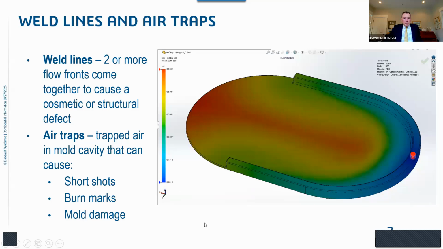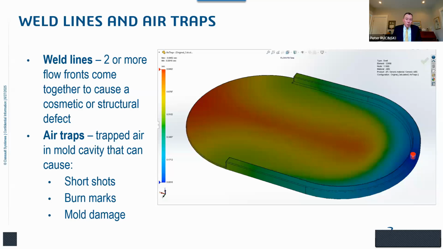Weld lines and air traps. Weld lines, these are areas inside your mold where two or more flow fronts come together. They can cause both cosmetic and or structural defects. That's because the main thing here is that weld lines are never as strong as areas of your part that do not have weld lines. Sometimes the best you can do is that they have like 40 to 60% of the nominal strength of the rest of your part.